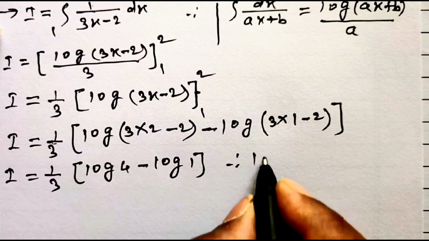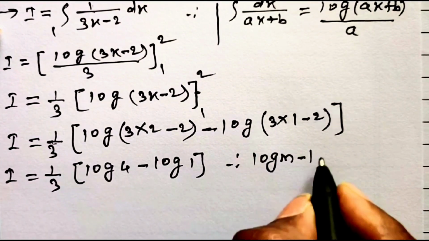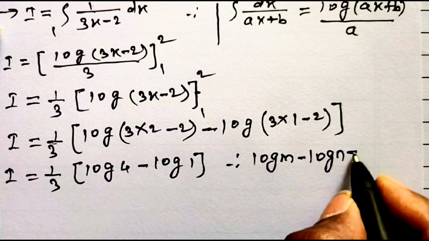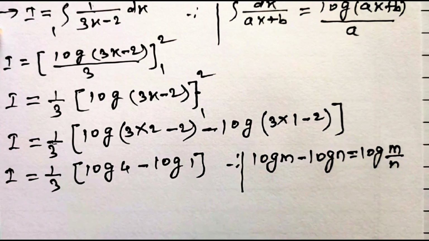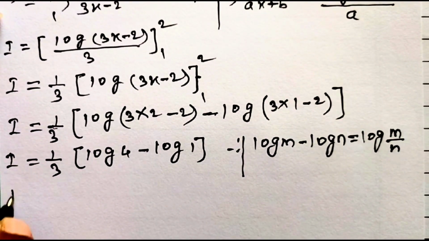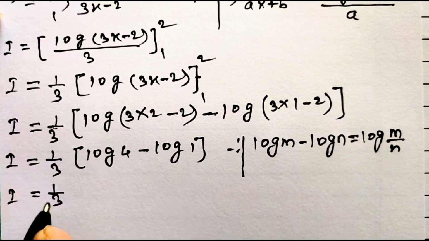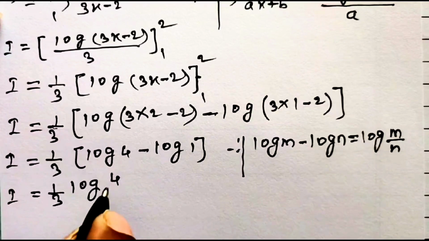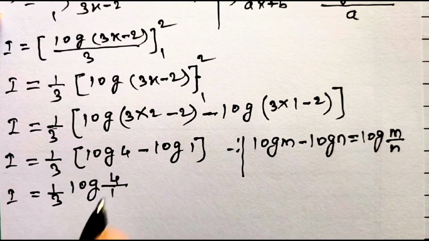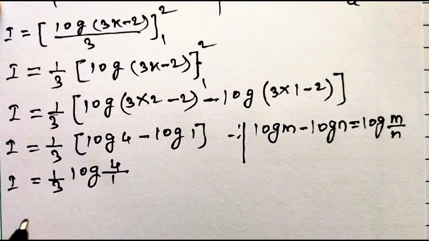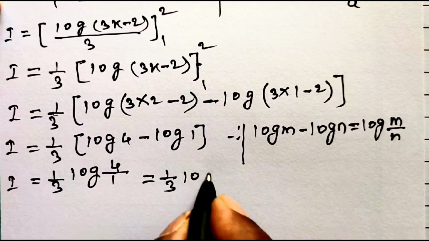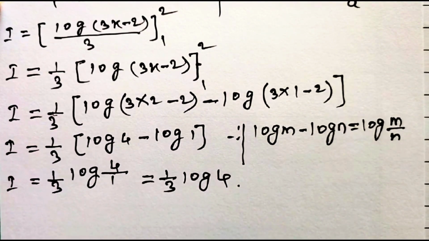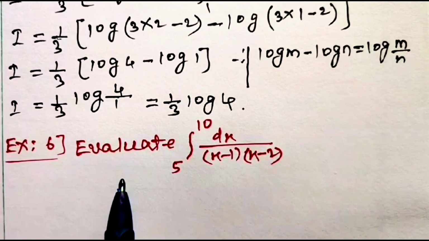Since we know logarithm of m minus logarithm of n is equal to logarithm of m upon n, this can be written as I is equal to 1 upon 3 logarithm of 4 divided by 1. But 4 divided by 1 is 4. So I is equal to 1 upon 3 logarithm of 4. And this is the answer. Let us solve sum number 6.